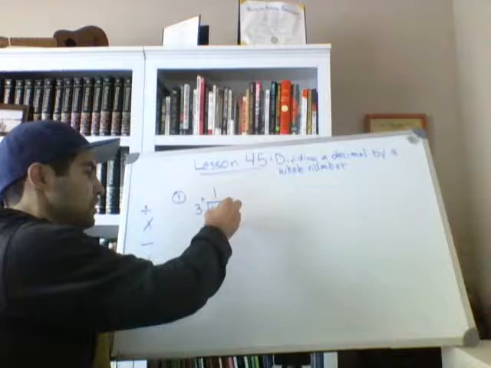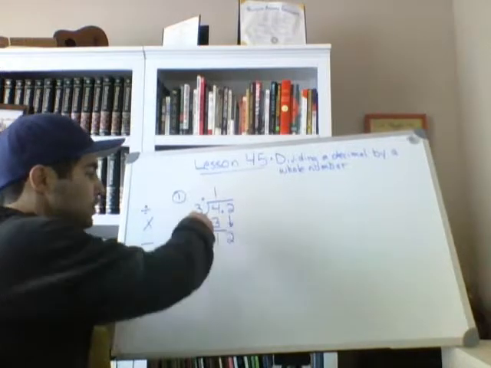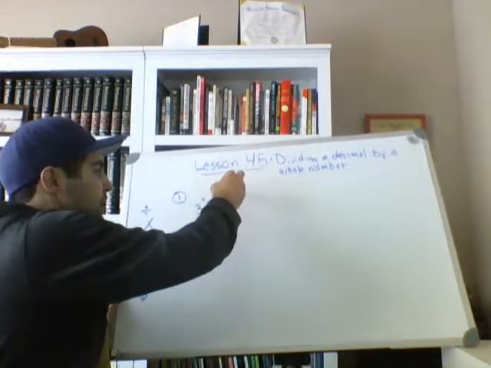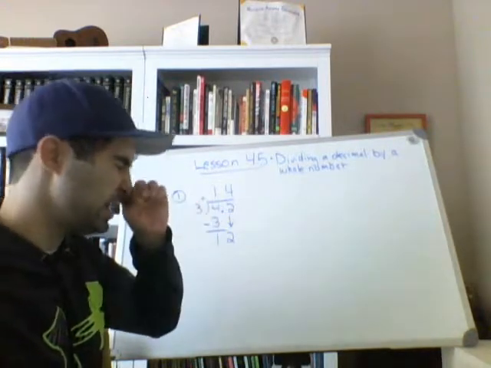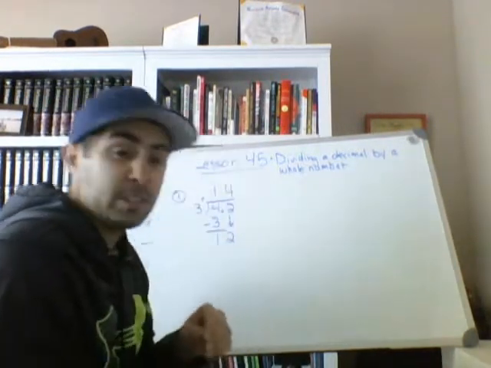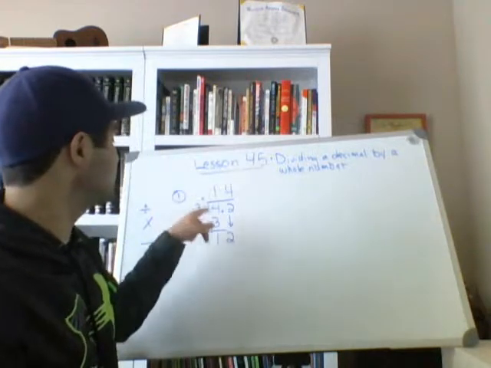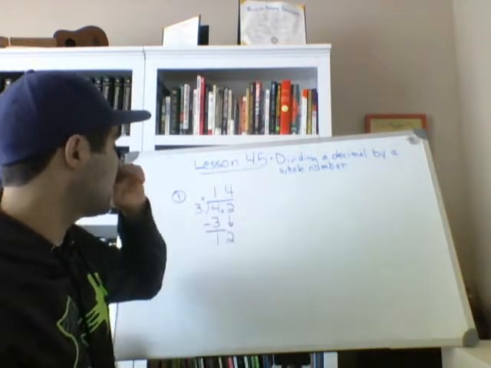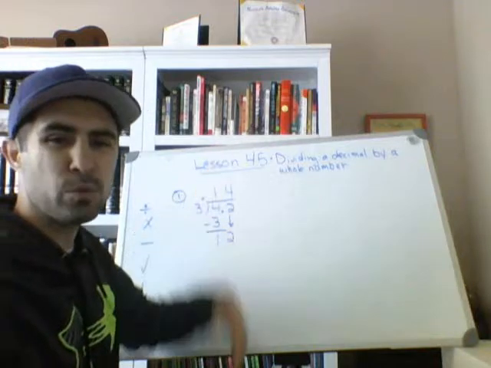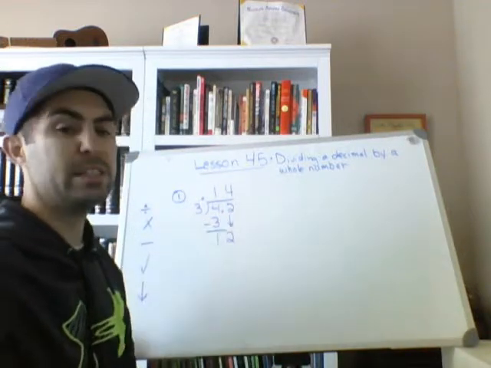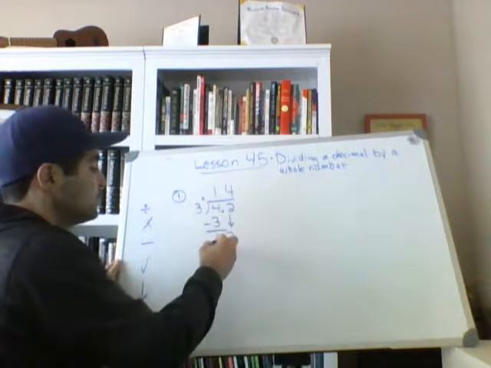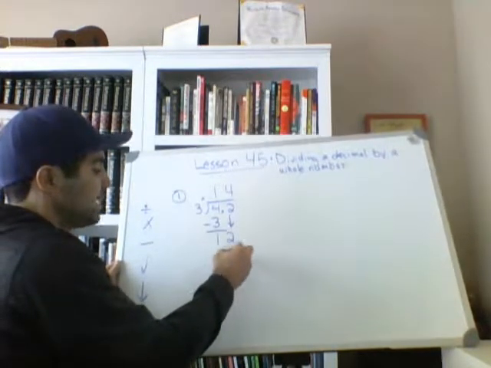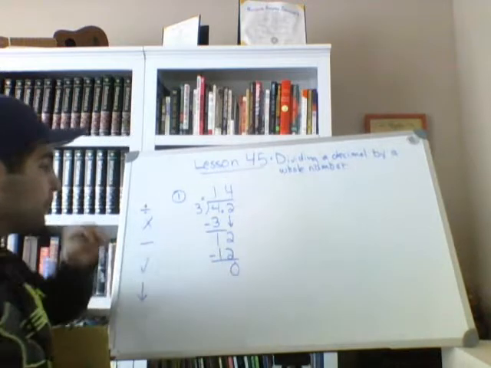Then I bring down the 2. 3 will go into 12 4 times. Notice, even though this is 4 and 2 tenths, you just divide it like it's a regular number. Act like the decimal isn't even there. Okay? So 3 will go into 12 4 times. 4 times 3 is 12. Subtract 12 minus 12, no remainder.